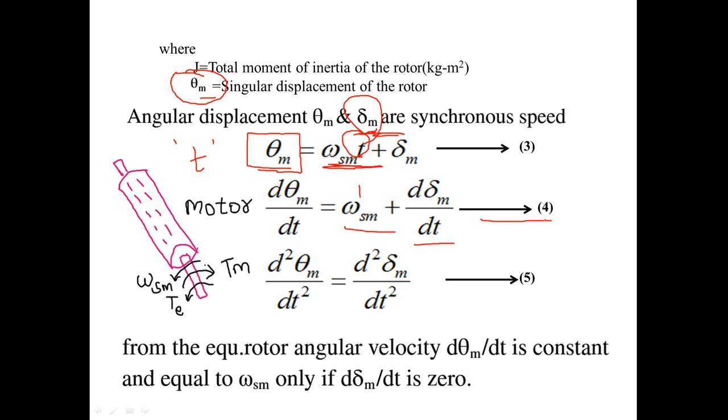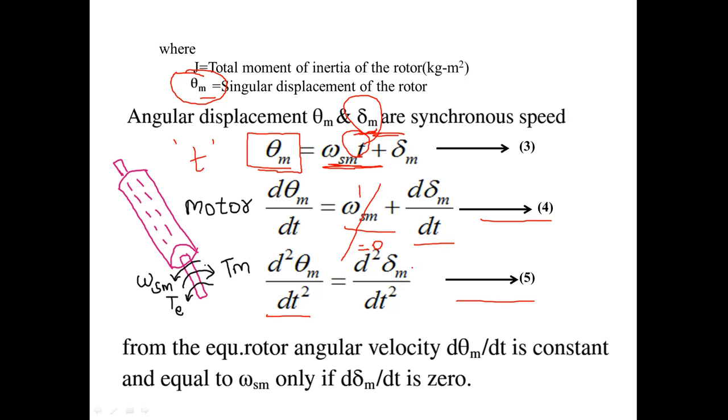This is equation 4. So again I am just differentiating with respect to t. So d²θm/dt² equals, this will be cancelled and will be equal to 0, plus d²δm/dt². This is equation 5.